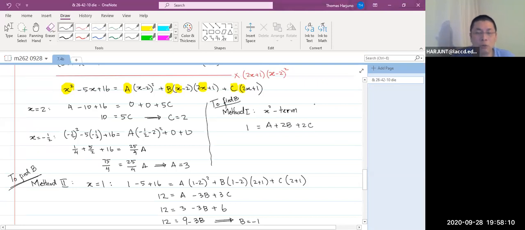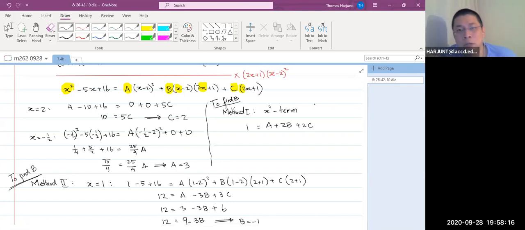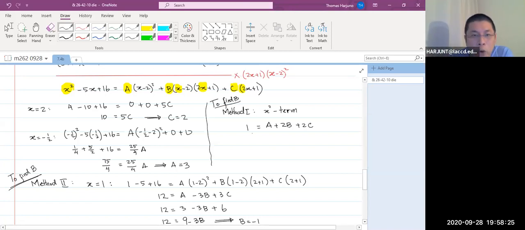Thomas, how do you know you do the x squared term? Well, it's actually up to you. You can do the x term. You can do the constant term also. Depends on which one you think is easier. Okay. Now, we already know that a is 3 and c is 2. Fast forward, you will see b equals negative 1.